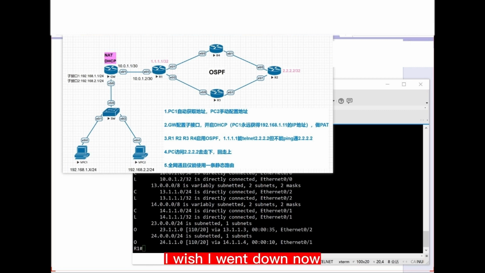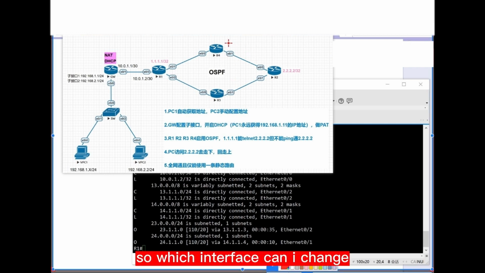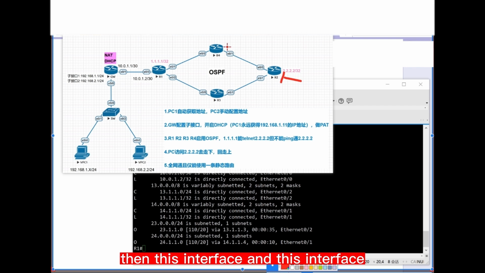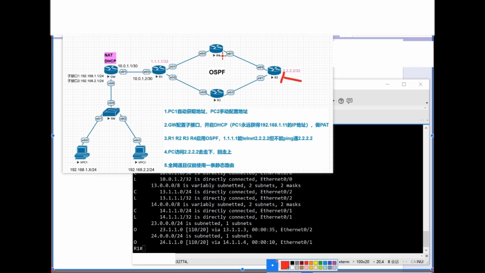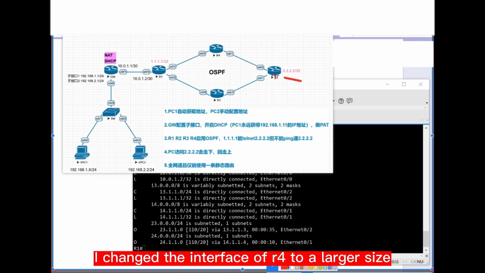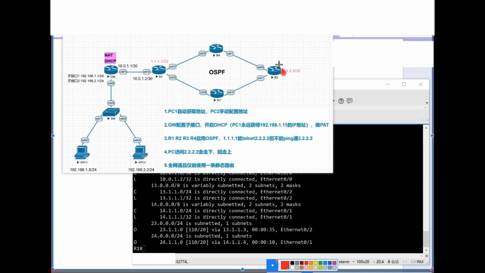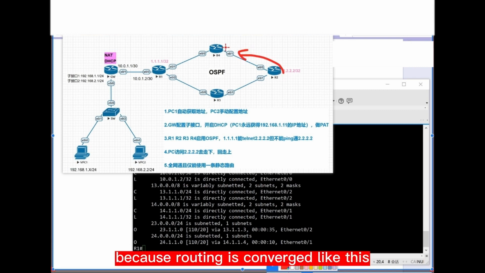I wish it went down now. Increase the cost above. So which interface can I change? Let's just pick an interface. Since I said it, this is a loopback port. Then this interface and this interface. Let's change the device in the middle. For example, I change the interface of R4 to a larger cost. Because routing is converged like this, it goes under this interface.